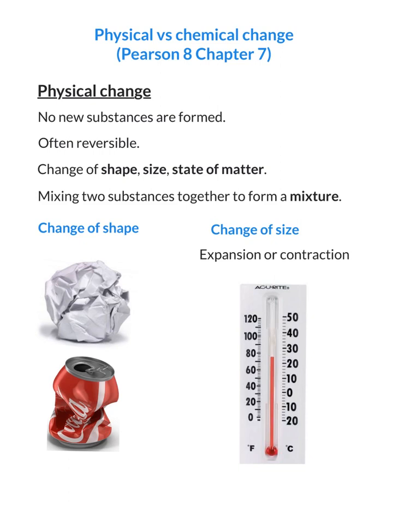Change of size can be as obvious as ripping a piece of paper in two, but can also be due to expansion or contraction due to heating or cooling. An example of this is a thermometer. The liquid inside the thermometer expands up the tube as it heats, so the temperature recording is higher, or it contracts down the tube when it cools down, so the temperature recording is lower.